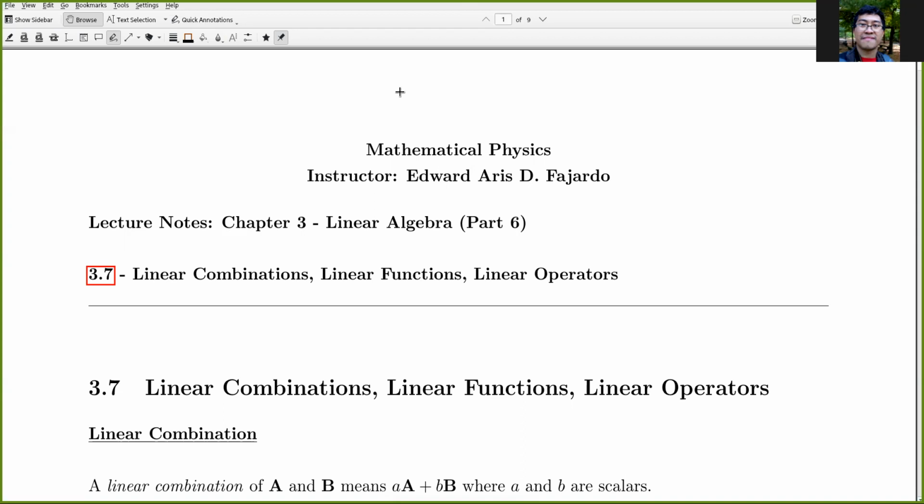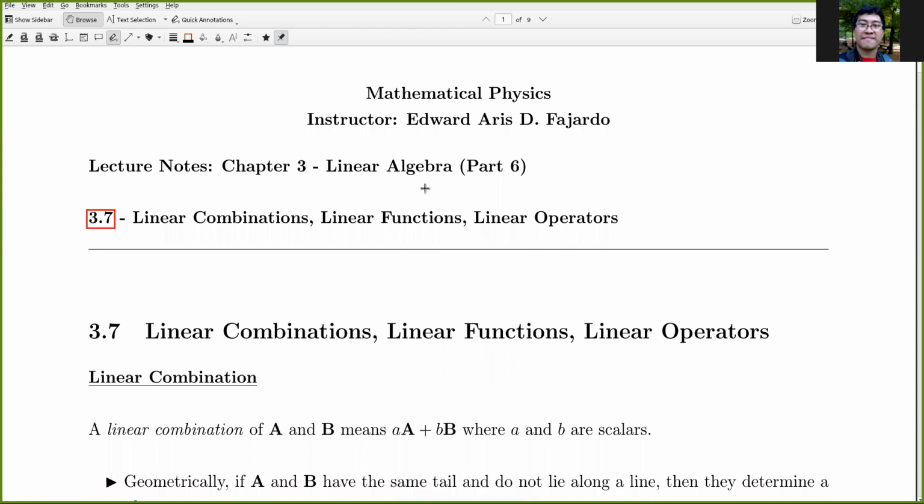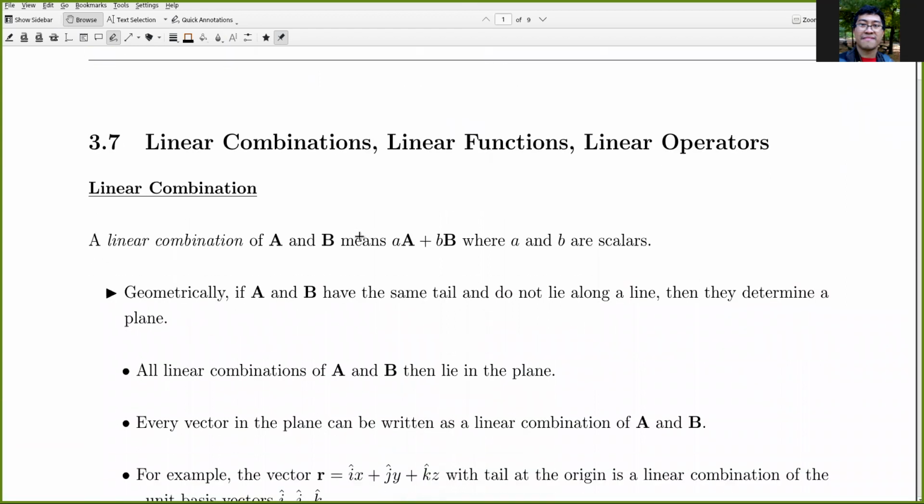Today, let us talk about part 6 of our lecture on chapter 3. The topic is about linear combinations, linear functions, and linear operators.